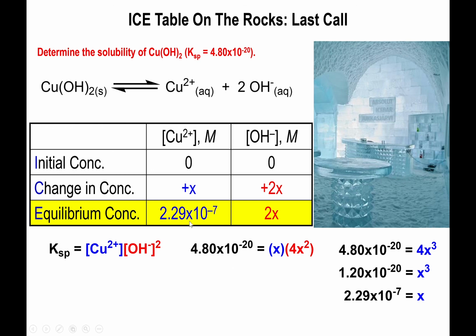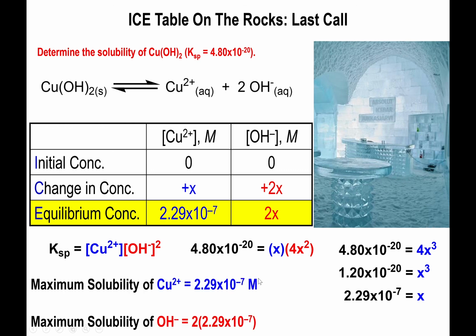But for hydroxide, it's actually twice that value, right? So you have to go back to this table and make sure to input the x into the table. So we're not going to have 2.29 times 10 to the negative 7. Instead, we will have 4.58, right? 4.58 times 10 to the negative 7. There we go. So those are the equilibrium concentrations, and this is the maximum saturation value for copper 2 plus and hydroxide. So just be aware of those balancing coefficients. They will change your change in concentration, and they will also change the exponent of your equilibrium expression.